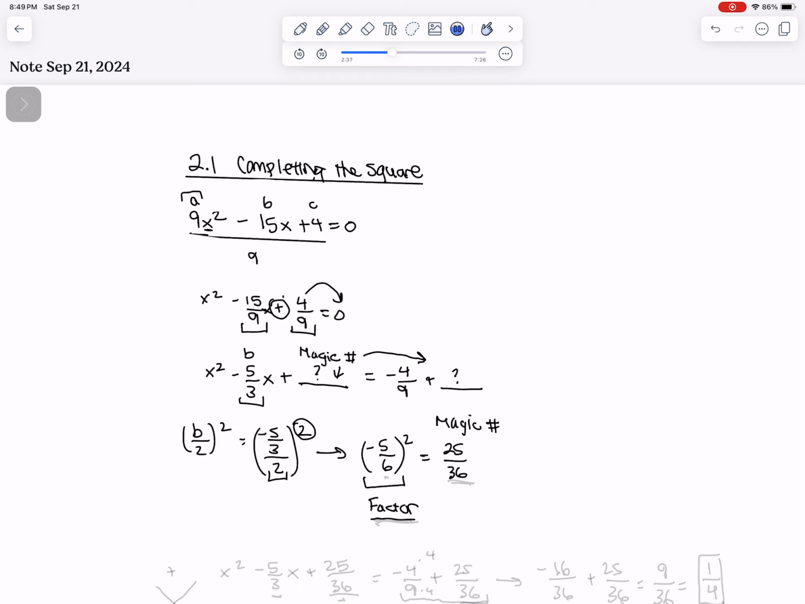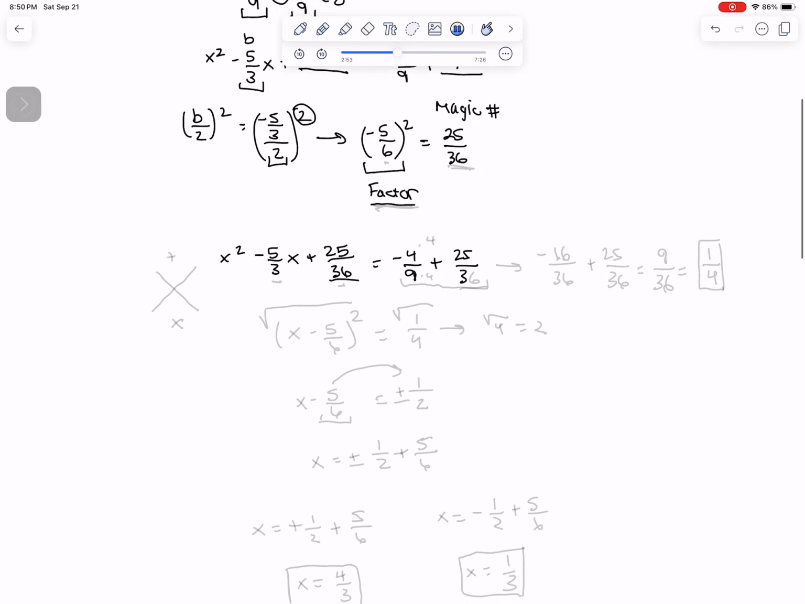So now we're ready to put it back into the original. So we have x squared minus 5 over 3 x plus 25 over 36. We found our magic number, equals negative 4 over 9 plus 25 over 36.